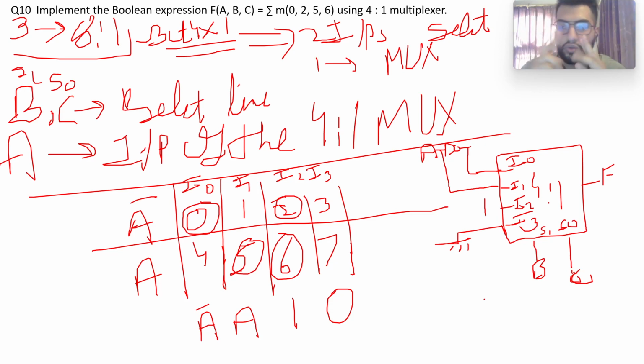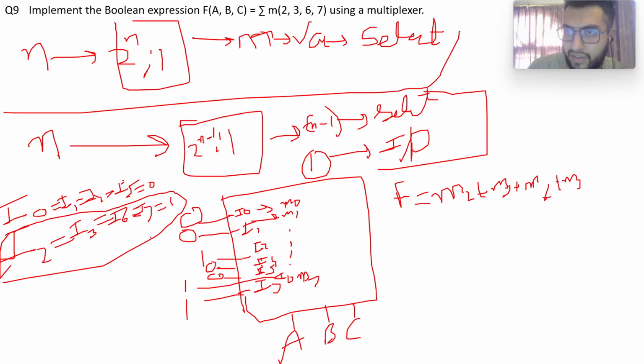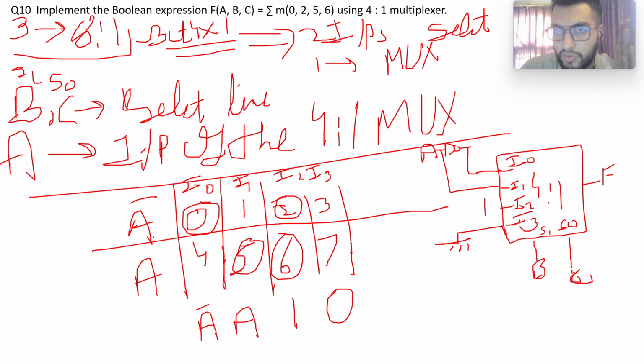So here n minus 1 is 3 minus 1, that is two. Two inputs, B and C, are my select lines, and one of the inputs, that is A, is my input to the mux. So as you can see, I implemented a three variable system using an 8 is to 1 mux, and I implemented a three variable system using a 4 is to 1 mux. So I hope the doubt got cleared, or was there any other doubt?